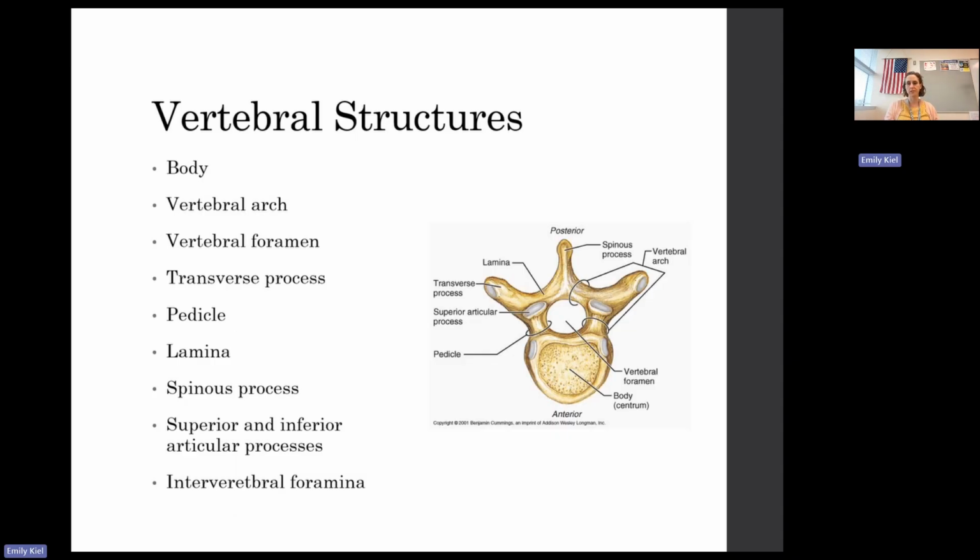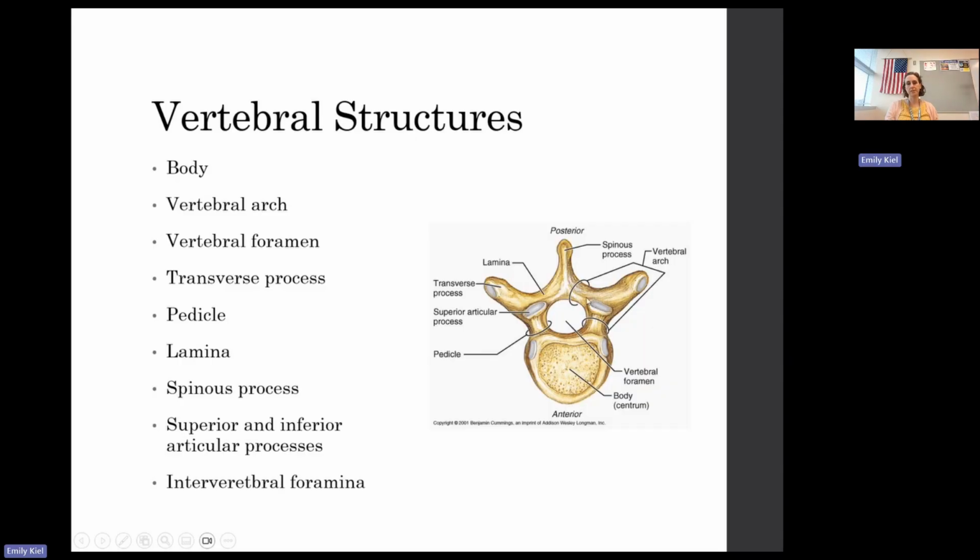So you want to know these, you want to be able to identify them. You have your vertebral body. So that is the part right here. That's where the disc would sit. It's the biggest surface of the vertebra usually. You have your vertebral arch. So the arch makes the arch itself. And then you've got your vertebral foramen, and that's where your spinal cord goes. So the vertebral arch surrounds your vertebral foramen.